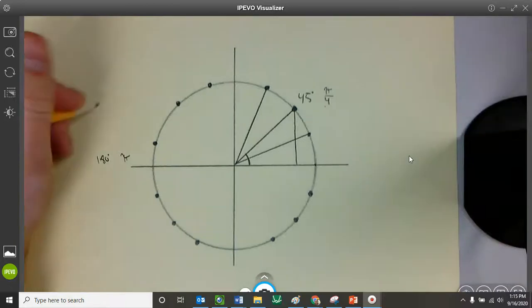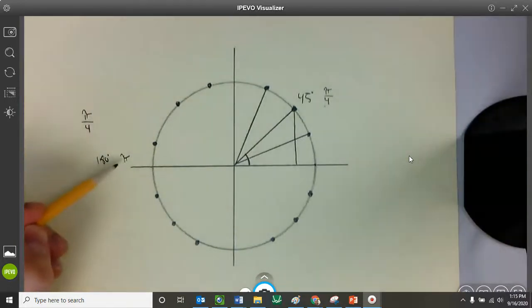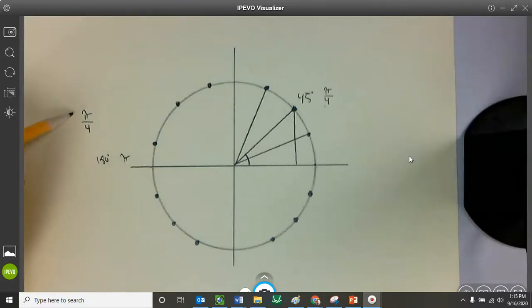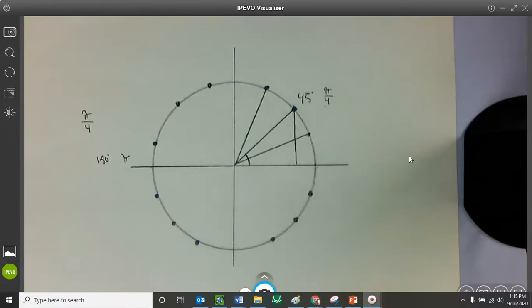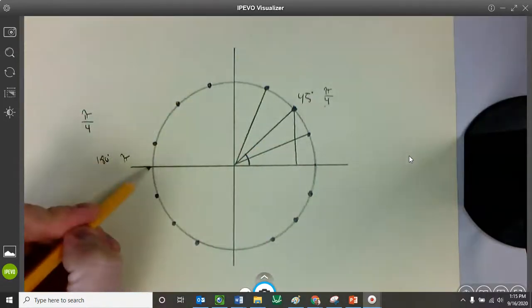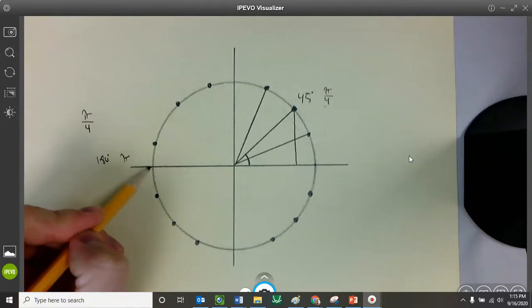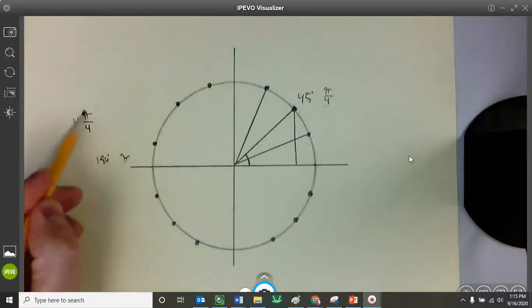Since I know that halfway, 180 degrees, is pi radians, I'm asking you, how many of these would it take basically to cancel this 4? What number would I have to put right here so that those two things cancel out and I'm just left with pi radians? Because pi radians is halfway. And the answer is 4. To get from here to here, it would take 4 pi's over 4. The 4's cancel, I'm just left with pi.